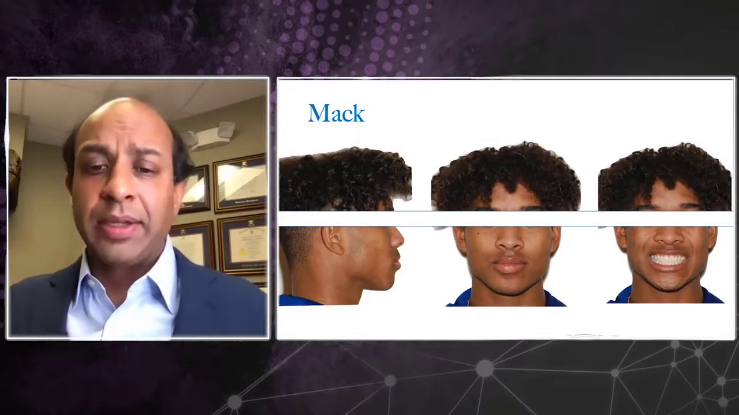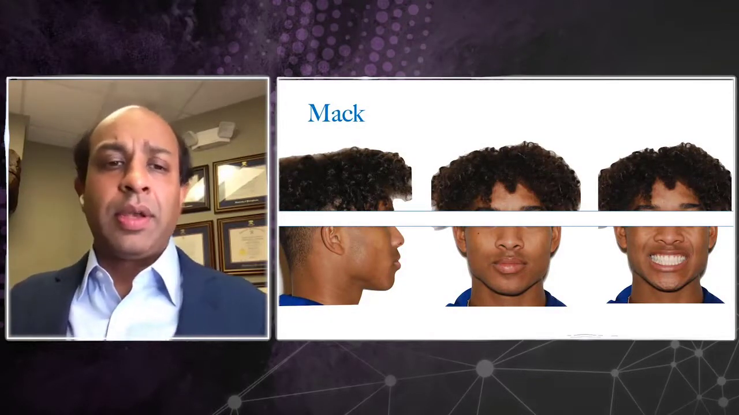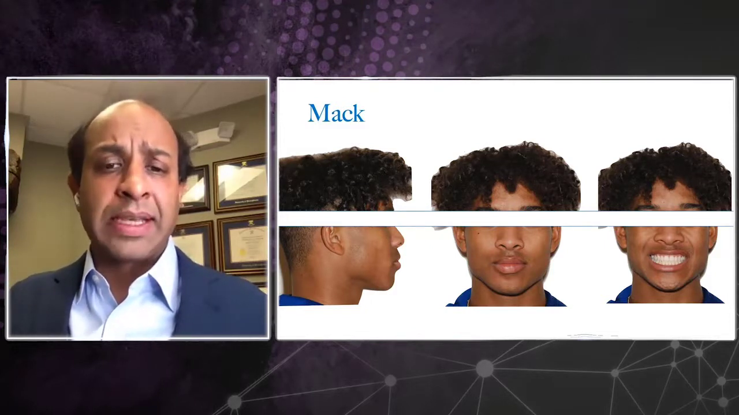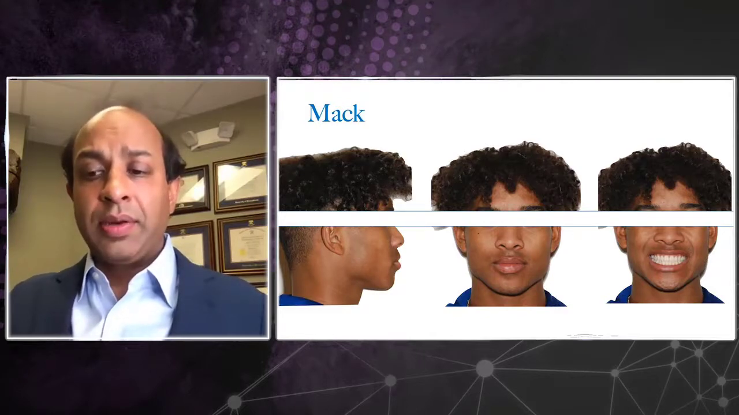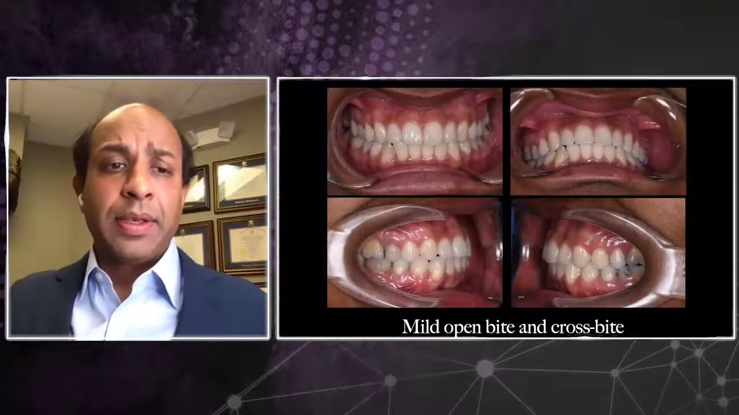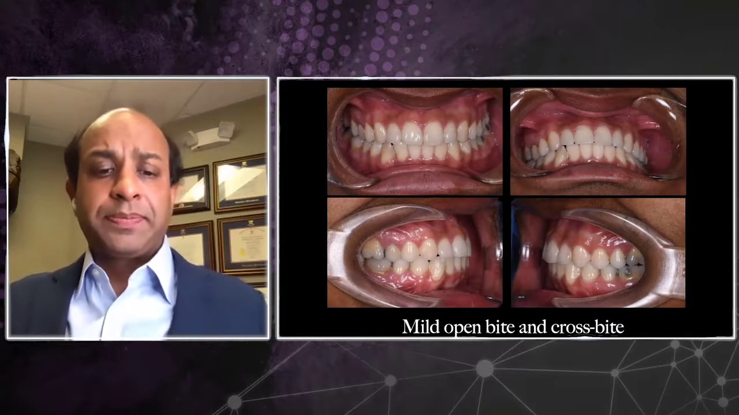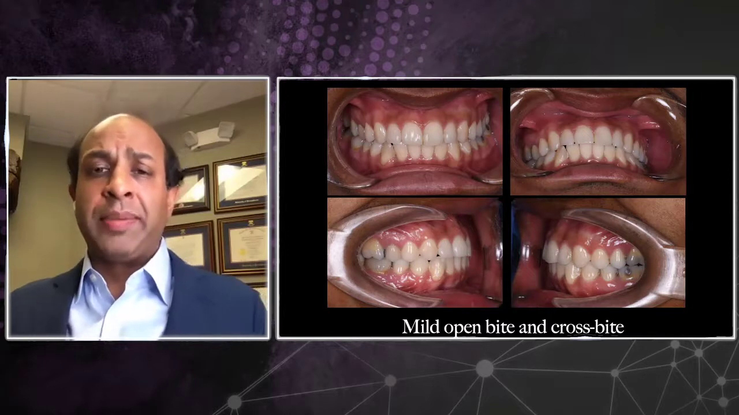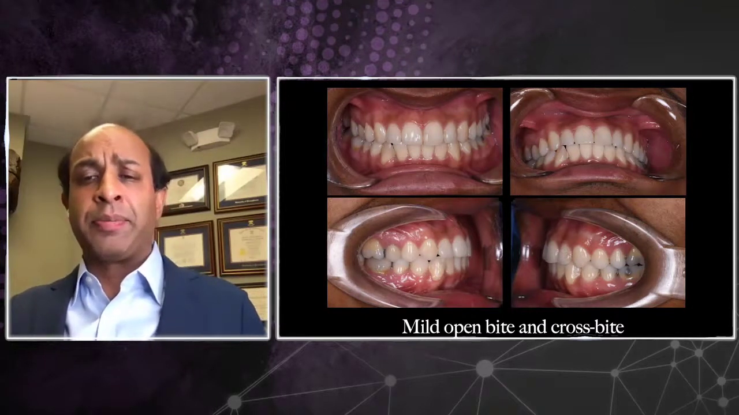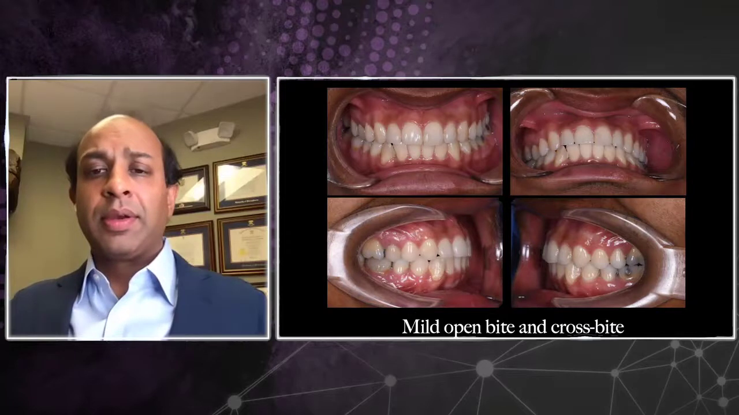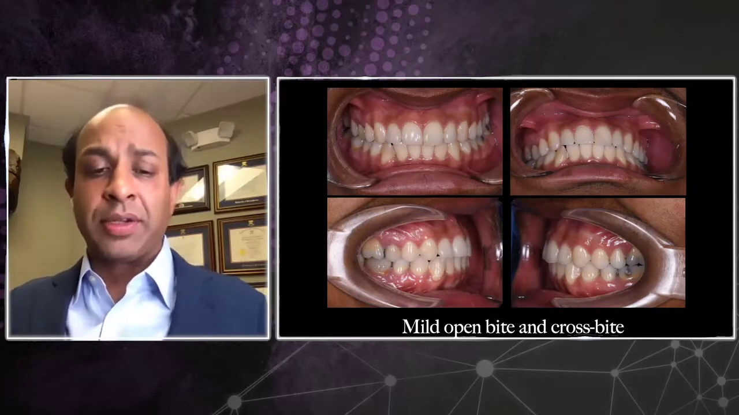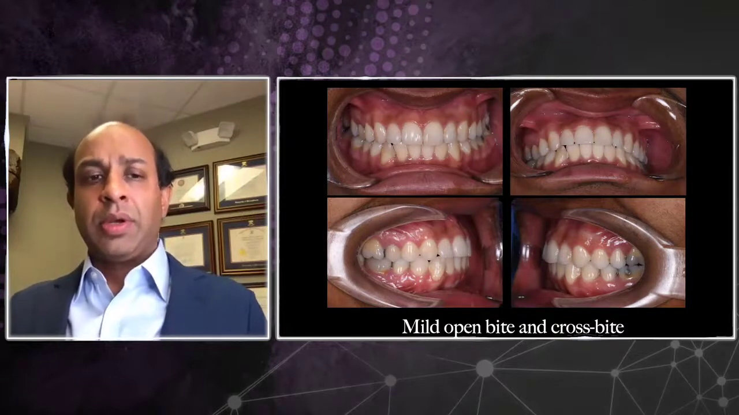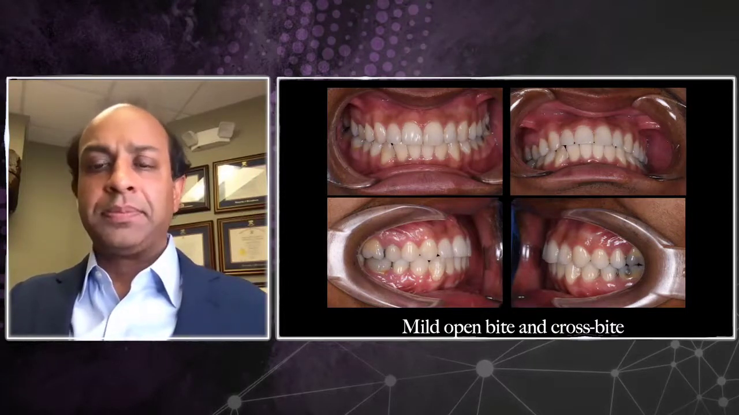Let's take a look at Mac. Mac had treatment through a direct-to-consumer process and was not happy with his outcome. Mac presented with a mild open bite. I mentioned that ideally our overbite should be about 3 to 4 millimeters to give us the proper protrusive runway ramp to ensure that we have mutually protected occlusion. But we also can see that there is a mild crossbite too on the lower right canine.